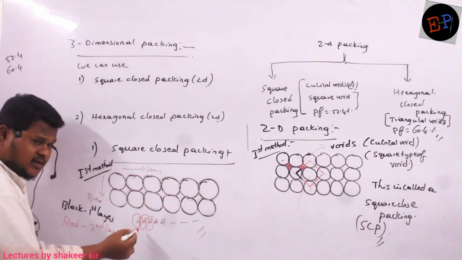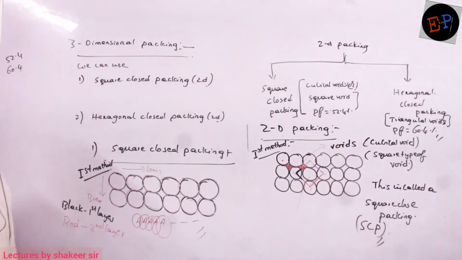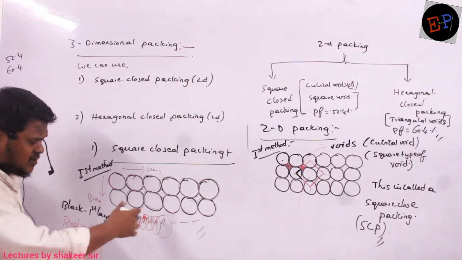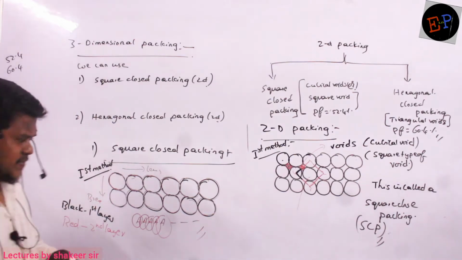On that one you place the third layer. On that one you place the fourth layer. On that one you place the fifth layer. Type of layers, they are not changing. That is why we call this packing as A packing. Are you able to understand? No? So this is one type of packing. Okay.